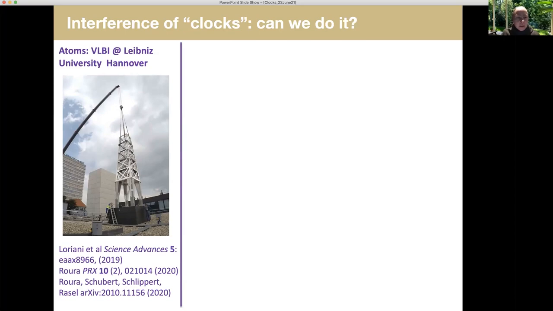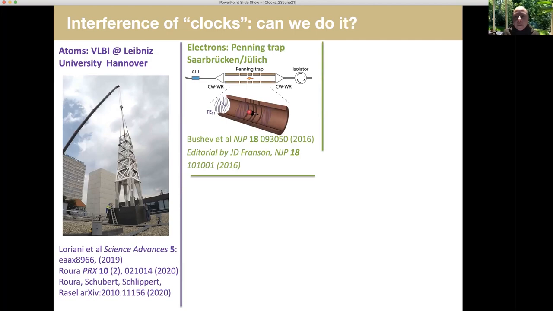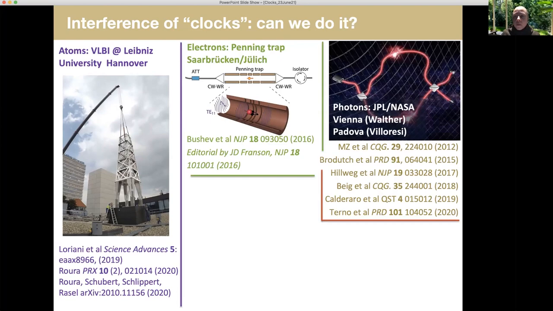There are also ideas to look at the special relativistic version of this effect. Of course, special relativistic time dilation would lead to the same effect if I have two amplitudes that move with relative speeds. The idea is to use just a single electron in a Penning trap as such a quantum twin. One can also apply all this to photons, and there is one of the NASA missions interested in implementing this in space. And there are groups in Vienna and Padova considering various iterations of the photonic version.